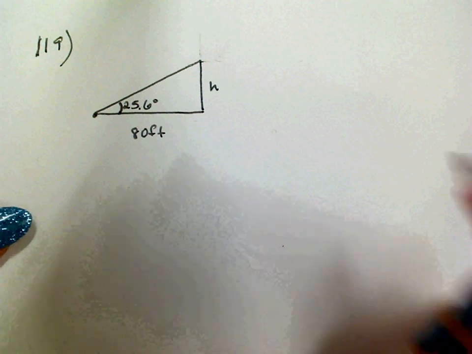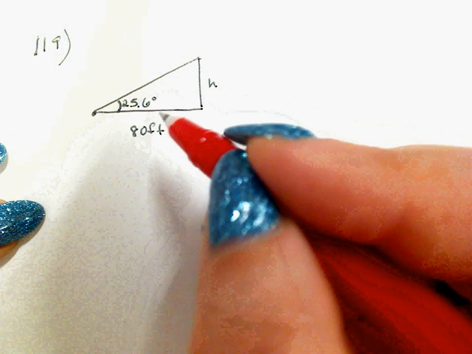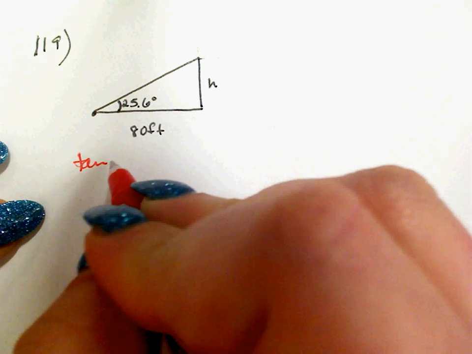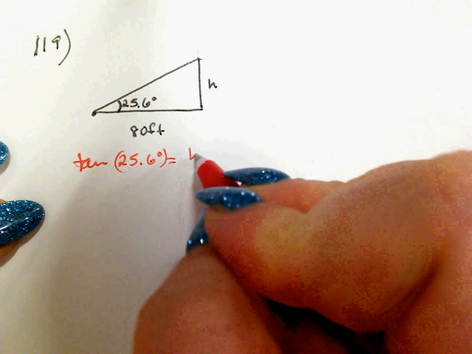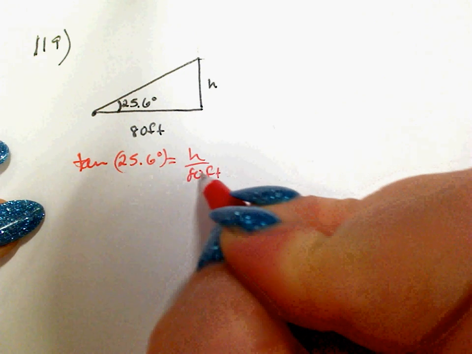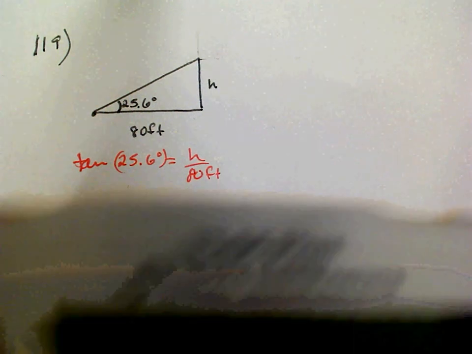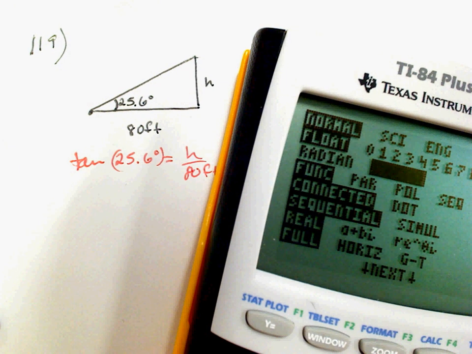No, that makes sense. Okay, so height is opposite and 80 feet is adjacent, so that would be tangent. So tangent of 25.6 degrees equals height over 80 feet. So if I want to find the height, I'm going to multiply by 80. And I'm going to make sure that I'm in degree mode. So mode, degree.